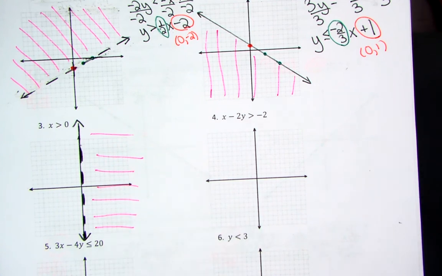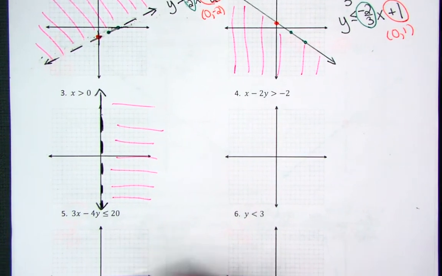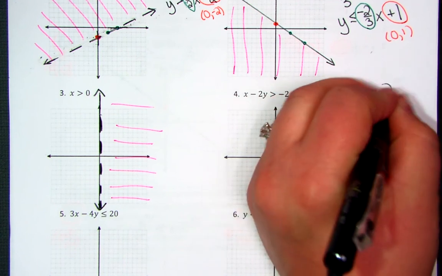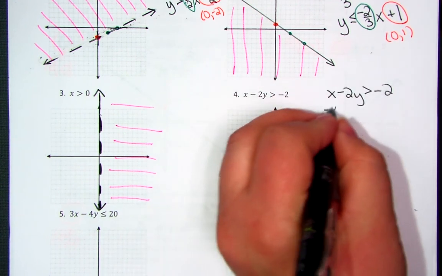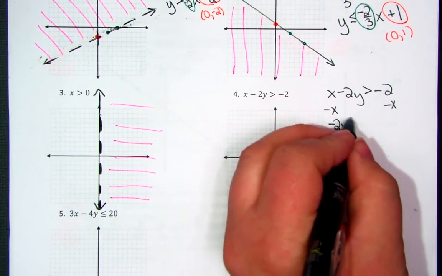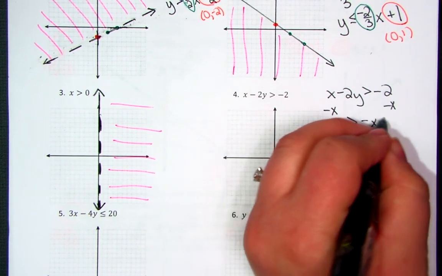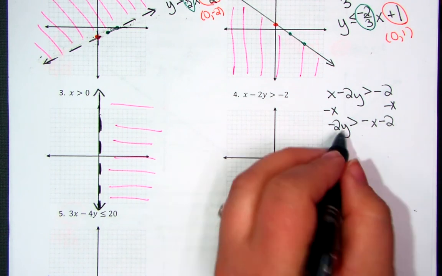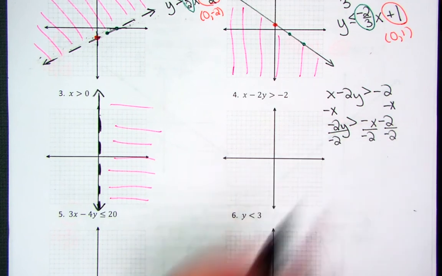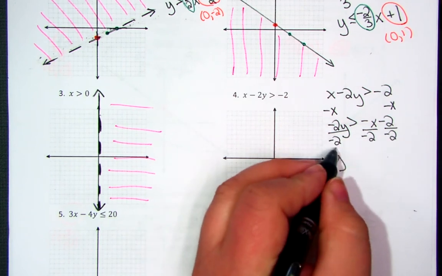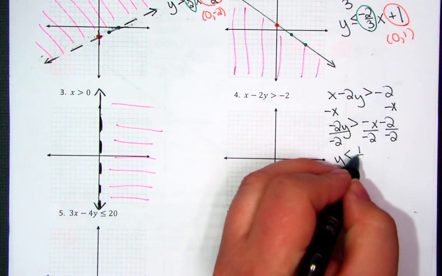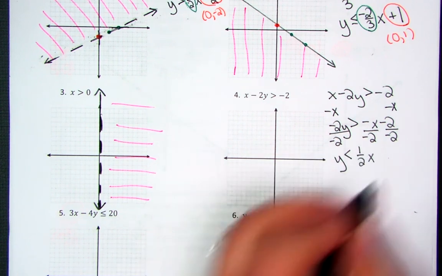Let's solve the next one to get y by itself. X minus 2y is greater than negative 2. Subtract x from both sides. Negative 2y is greater than negative x minus 2. Divide by negative 2 all the way across. And remember my silly jingle. Since we divided by a negative, we have to switch the inequality. We have 1/2 x plus 1.